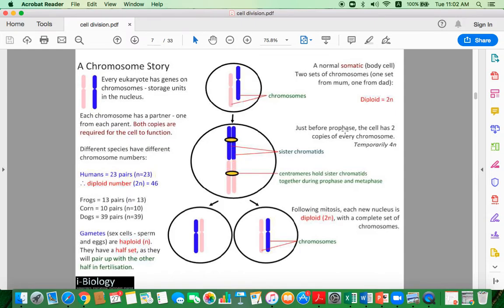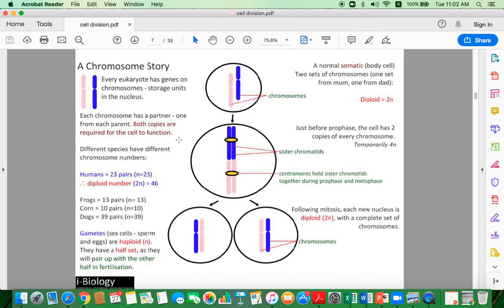Just before prophase, the first phase of mitosis, the cell has two copies of every chromosome, as you can see. They are called sister chromatids, and they have centromeres. Centromeres hold sister chromatids together during prophase and metaphase. Following mitosis, each new nucleus is diploid. As you can see, they have the same genetic information.